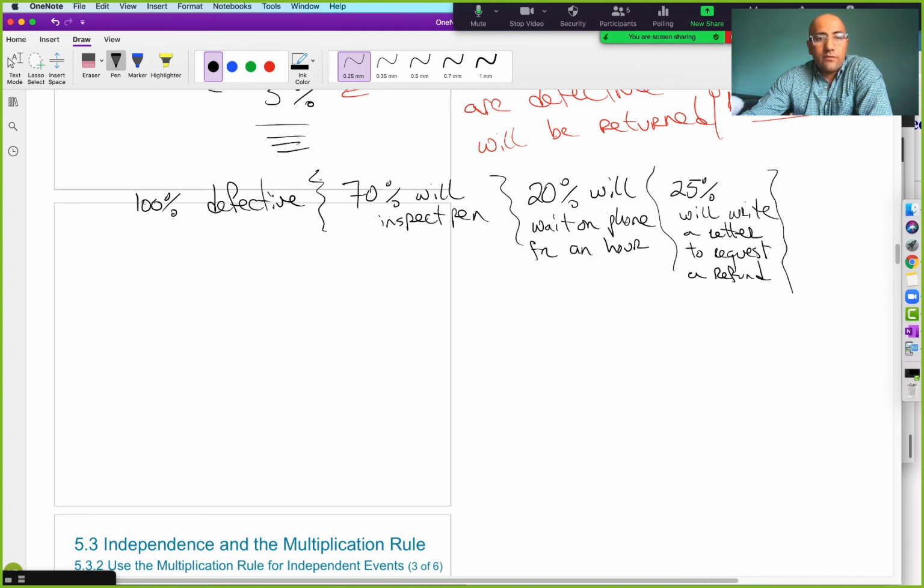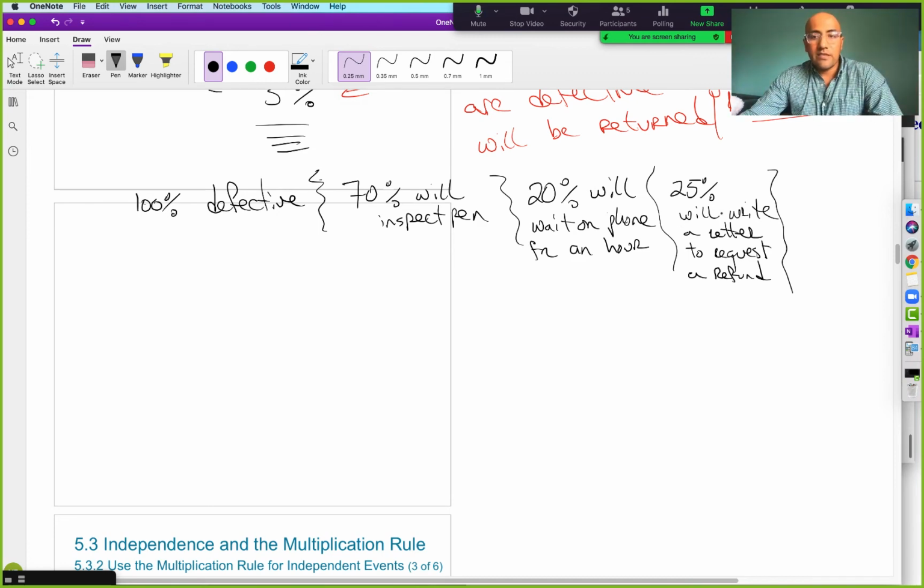First, you order the pen. It's defective. It's a broken piece of garbage pen. Only 70% of the people will inspect the pen. Only 20% of the people will actually wait for an hour before they get to somebody. Only 25% of those people will actually send in the letter requesting a refund.